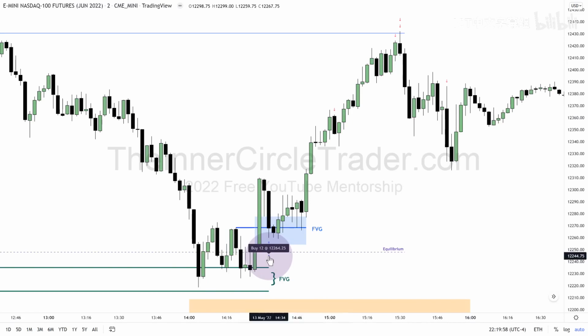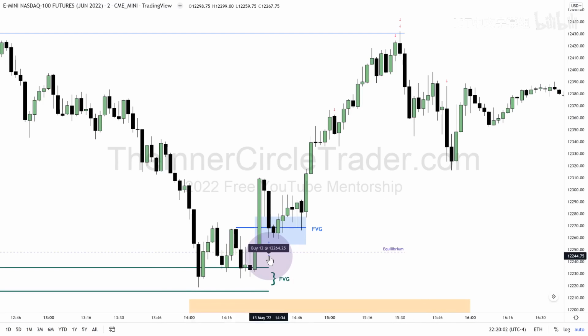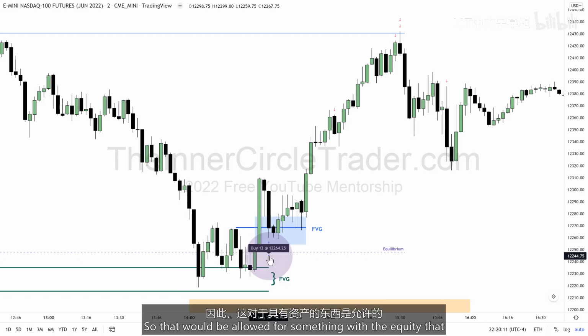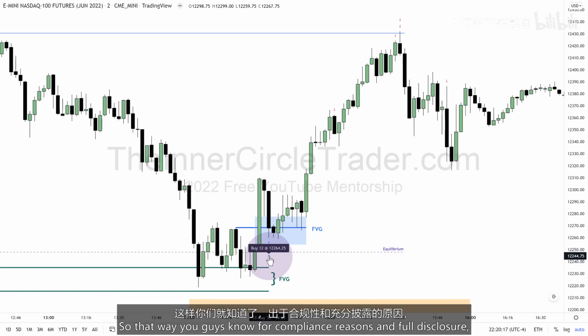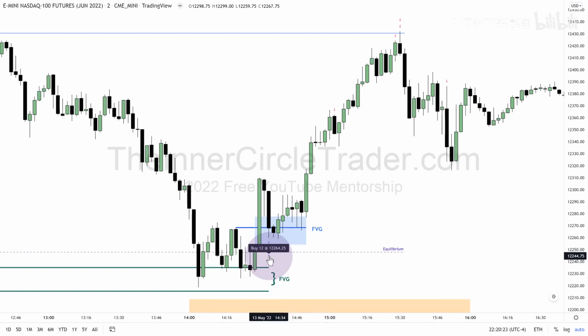I bought 36 contracts, and the assumption is we're using a discount broker, something like AMP Futures. I'm not repping AMP Futures, by the way, but they have really, really low margins. So that would be allowed for something with the equity that was used in this example today. These are paper trades, so that way you guys know for compliance reasons and full disclosure. I'm illustrating execution in theory, okay?